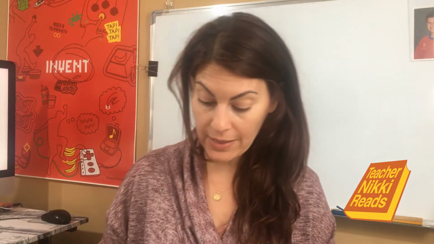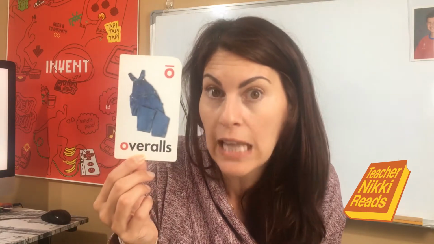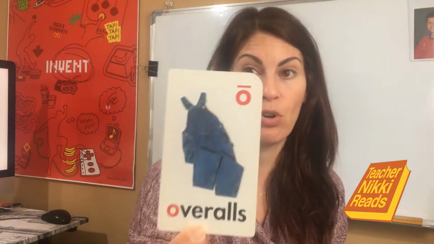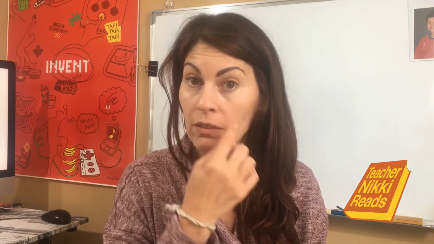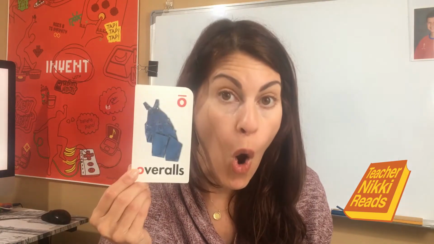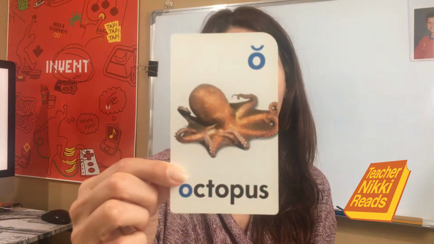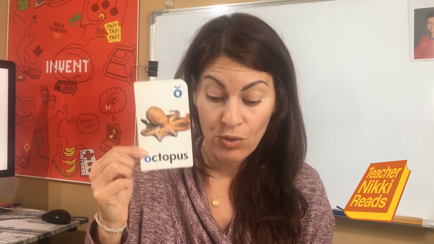The letter O has two sounds. The letter O can sound like it sounds like its letter name, O, like in overalls. The letter O can also sound like ah, like in octopus. My mouth looks totally different. Overalls, octopus. So, two sounds: O, overalls, octopus.